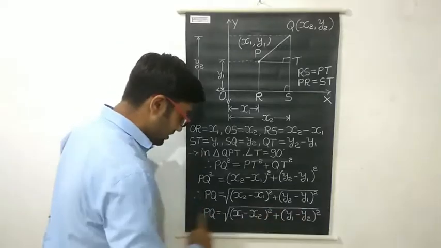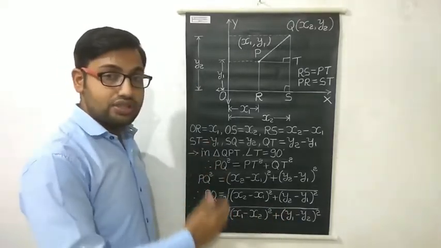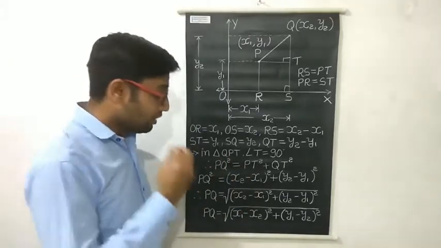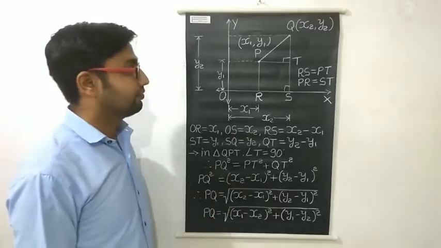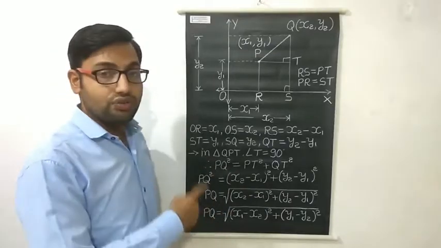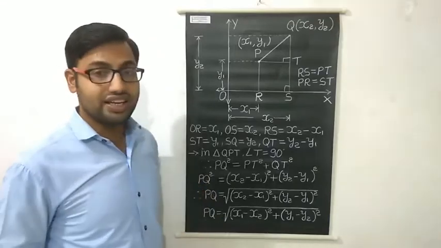So this is the distance formula to find the distance between 2 points using the coordinates only. Right? Okay. This is all about finding the distance between 2 points. So this is all for this lecture.